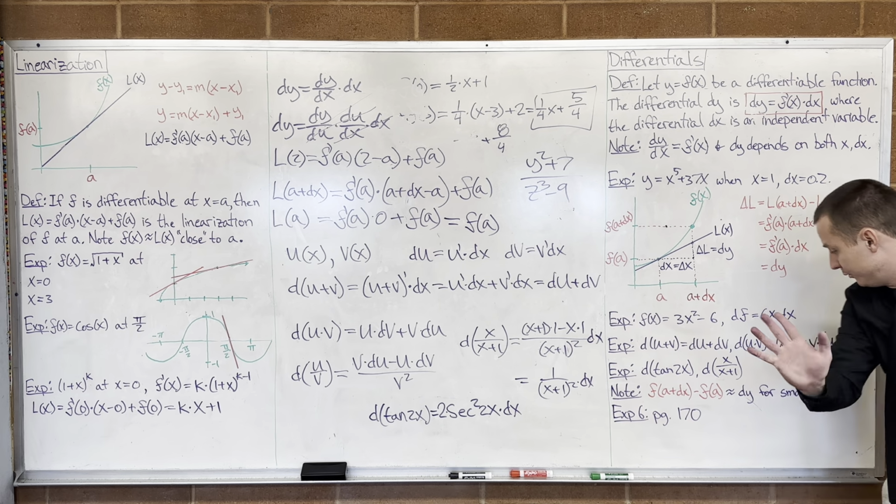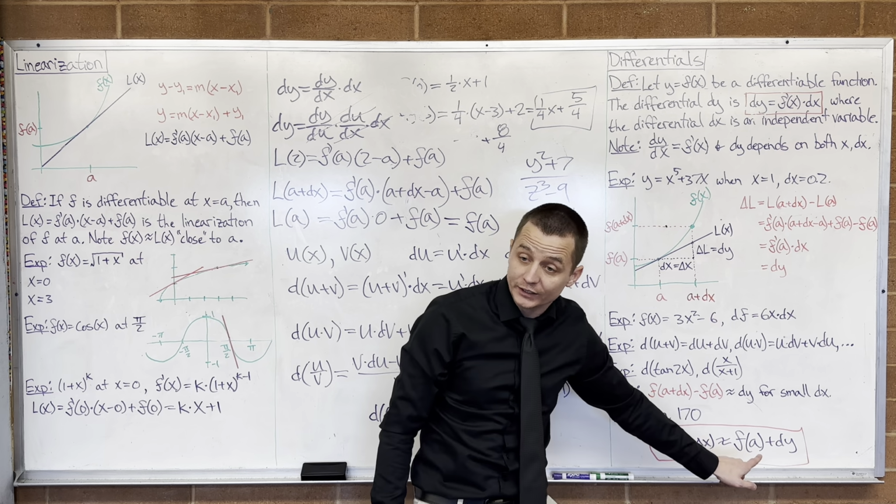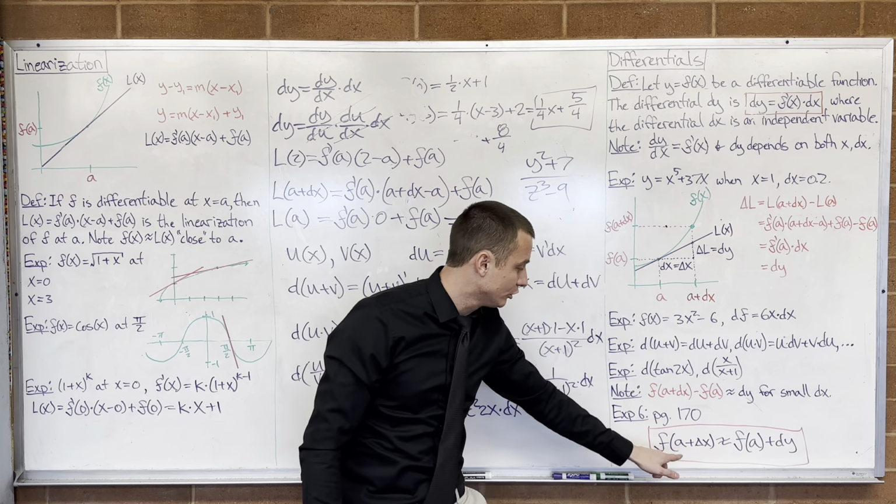Let me write this equation one more way. We can approximate some point f of a plus delta x. It's approximately the value at a plus dy, moving this to the other side. You see that? So here's a common way that we use this equation. We don't want to work with our function directly. We're trying to approximate the function's value at some point close to a point that behaves really nicely.